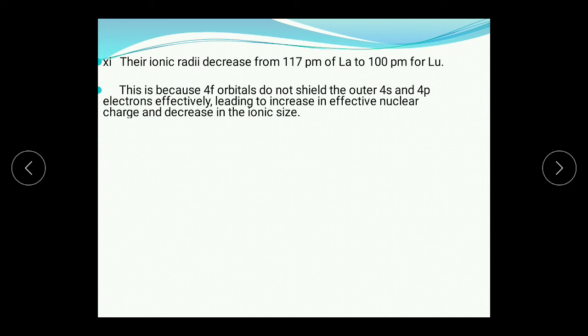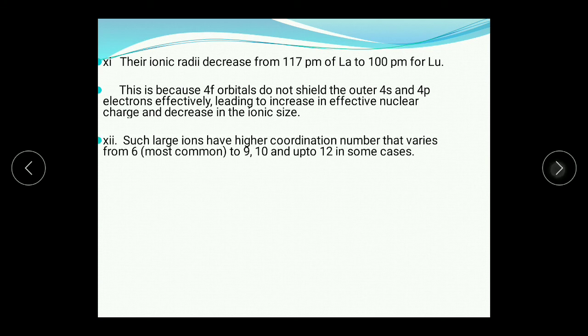Thus, effective nuclear charge increases as the pull of the nucleus increases, but there is no shielding effect or any other effect on the outermost electrons. As a result, we observe a decrease in the ionic radii from lanthanum to lutetium.